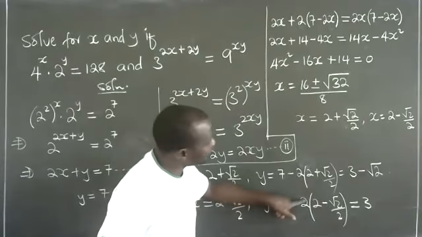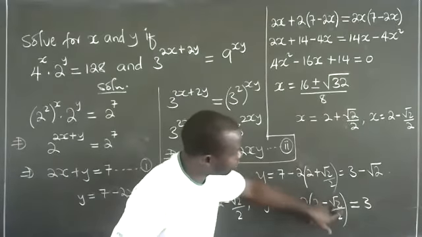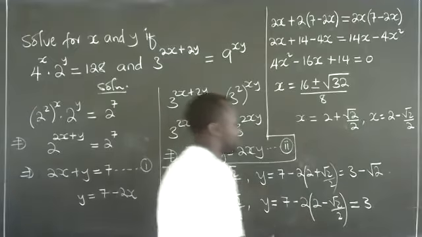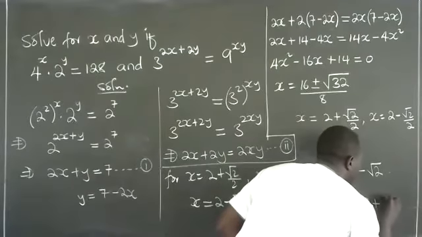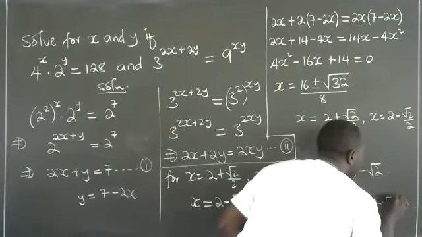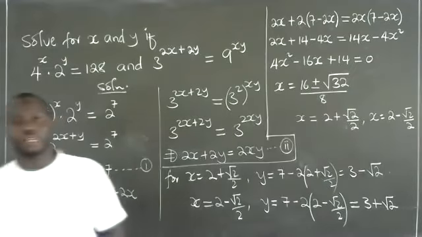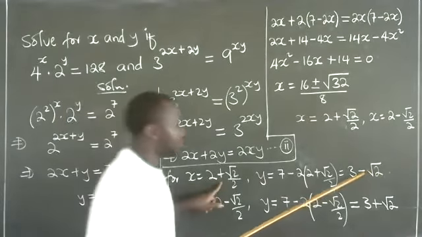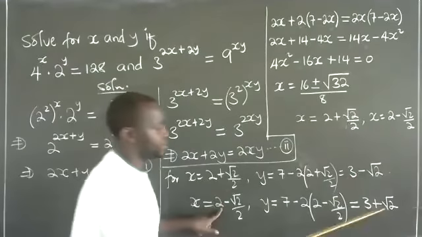Now here we have negative root 2 times negative root 2 out of 2. The negative will cancel and even the 2 will cancel. This will be a plus. Those are the two answers. When x is this, y is this. When x is this, y is this.